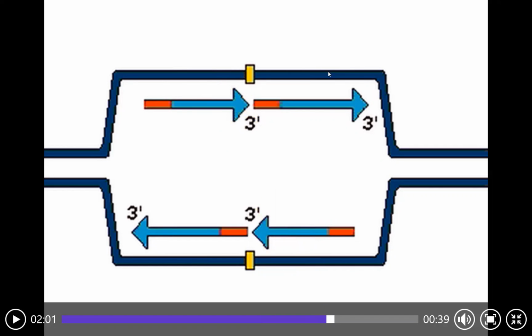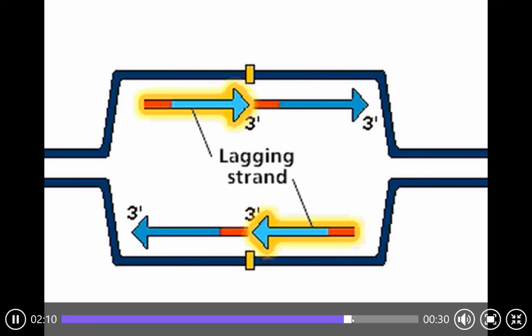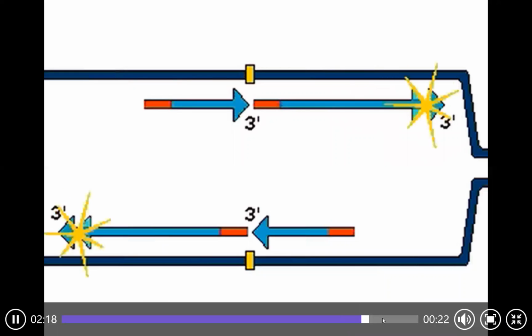So this was the leading strand because it's going with the fork. This is the leading strand going with the fork. The lagging strand is going away from the fork. So this one and then this one. You just keep building it.